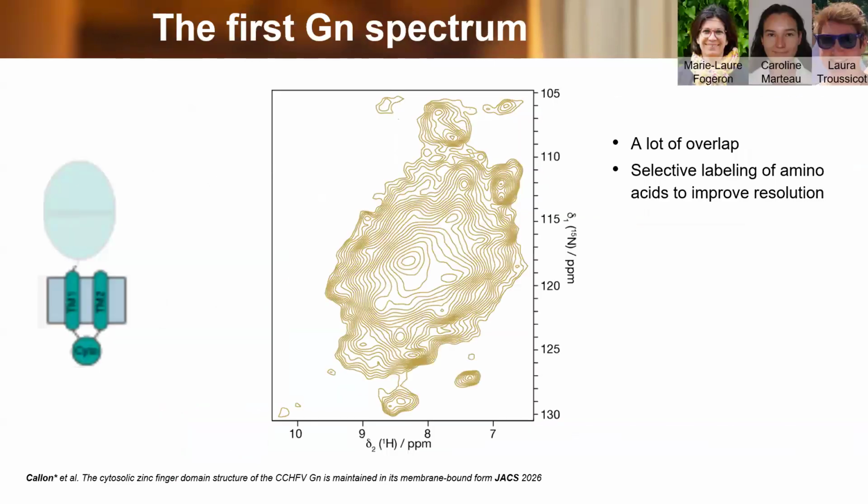So after we prepared the protein, we obtained the first H-N spectrum of the protein. And what you see is that it's just a big blob, meaning that there is a lot of overlap. Using this spectrum, it would be impossible to collect site-specific relaxation data or dynamics. So we need to improve resolution to be able to measure such data. To improve the resolution, we used selective labeling of amino acids. Only the selectively labeled amino acids will be visible in the spectra, which will improve the resolution, and we'll be able to measure all the dynamic parameters we wish to.